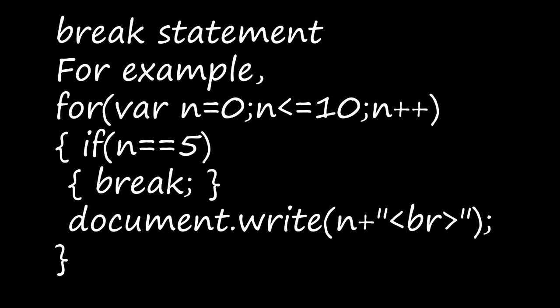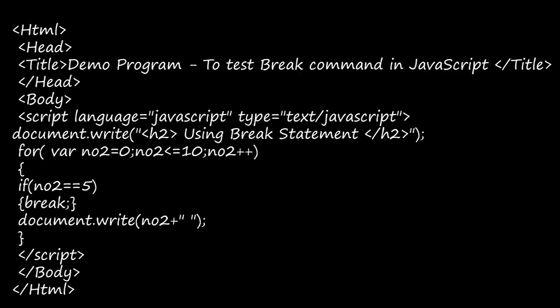Here we'll see the example code for the break statement. We have opened the HTML tag, the head tag, and the title tag. Inside the title tag, the text is demo program to test break command in JavaScript, and then the title tag is closed and the head tag is closed. Then the body tag is opened. Inside the body tag, script language JavaScript, type equal to text slash JavaScript, right? Here we are including the JavaScript inside the HTML code. Then document.write inside the brackets, inside double quotes, an H2 heading tag, with the heading being using break statement, right?